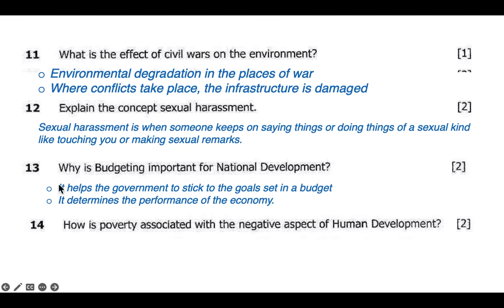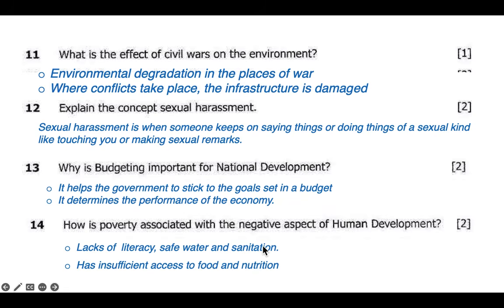And then in here we look at question 14. How is poverty associated with the negative aspect of human development? When we look at poverty, poverty is the state of lacking basic needs. So we can state poverty can bring about lack of literacy. Literacy levels are down when there is poverty, and safe water and sanitation is less, and then it leads to an outbreak of infections. So we can specify lack of literacy, safe water, and sanitation.